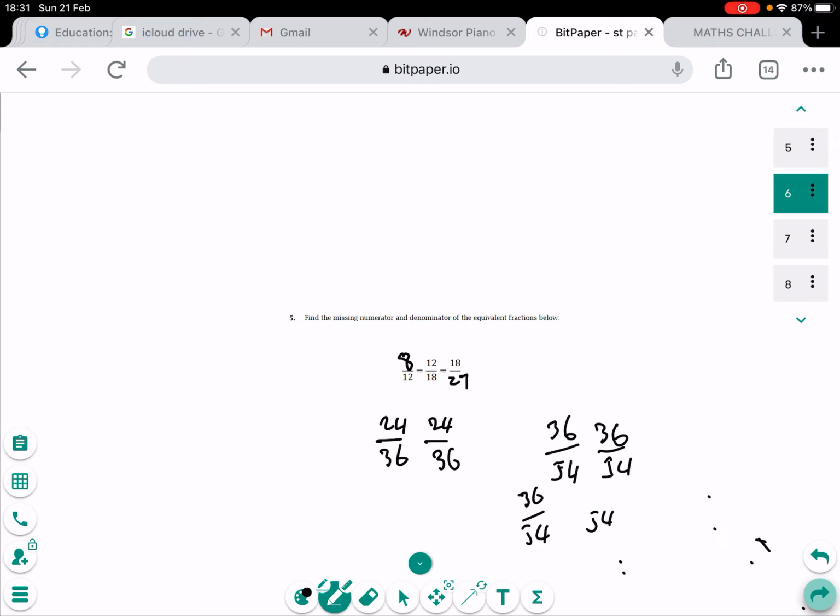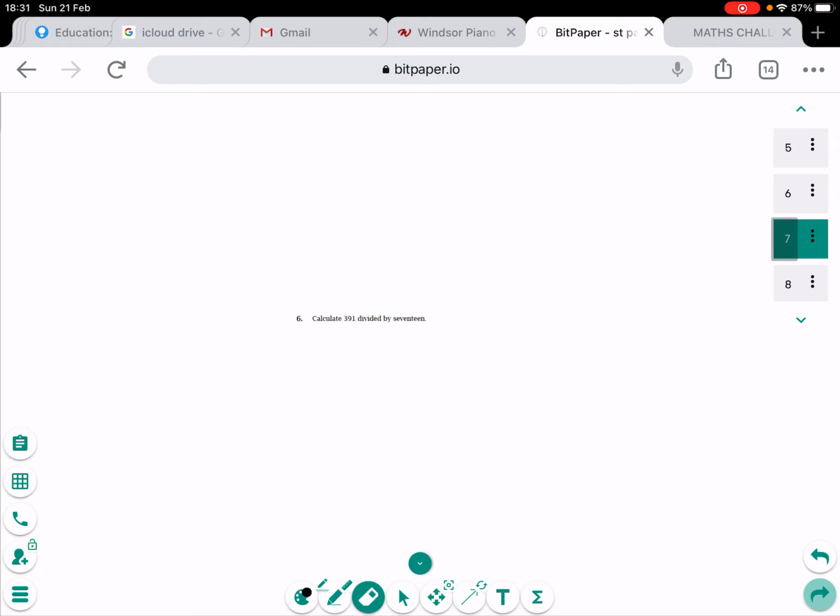54 over 36, perfect. So that's our answer. So yeah, let's move on to question 6. For this question, an easier way of doing this is that 7 times 3 usually becomes 21.